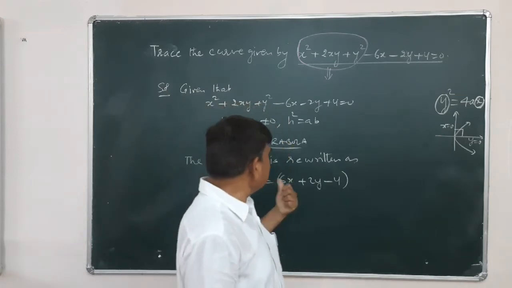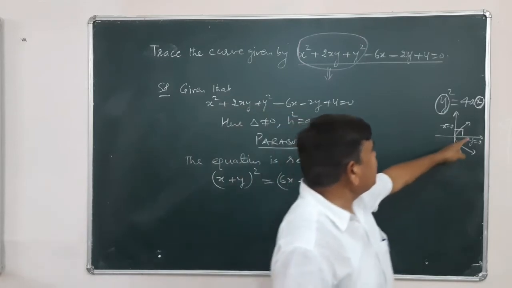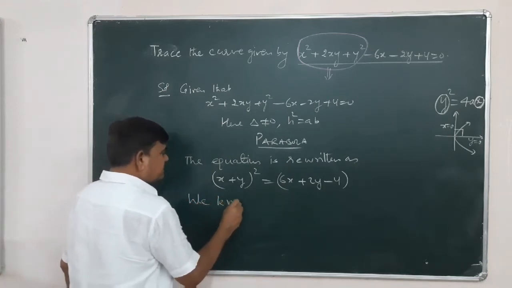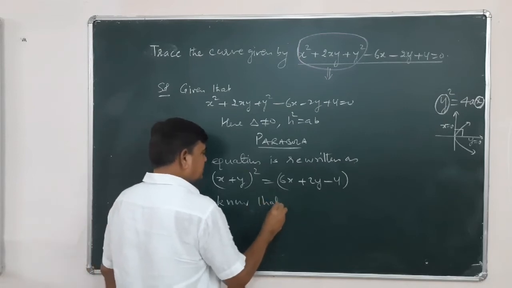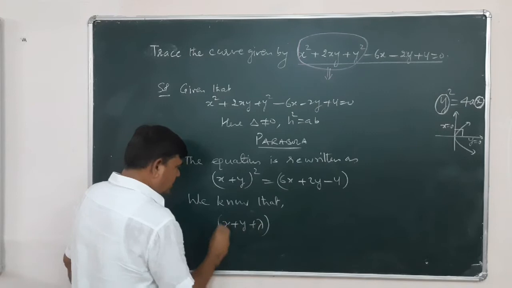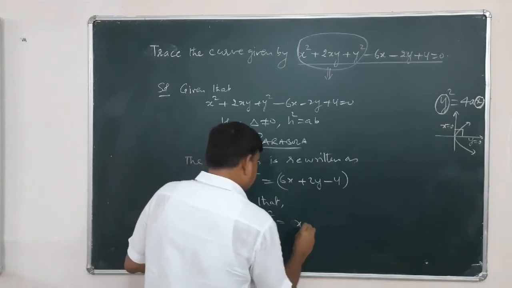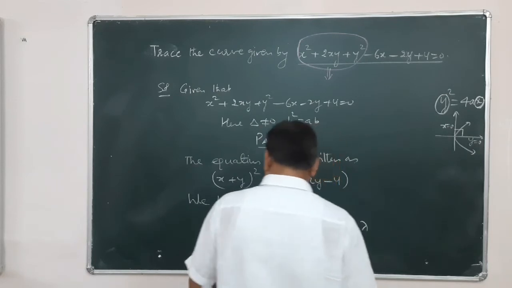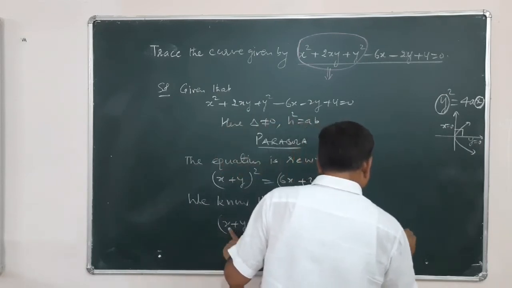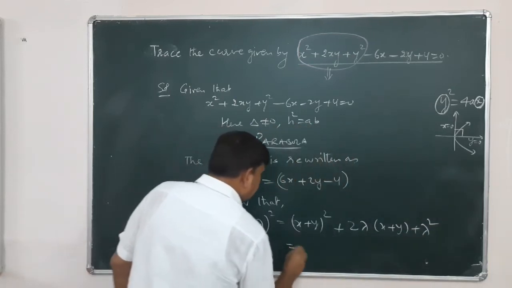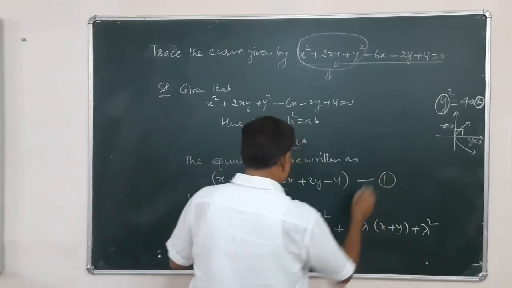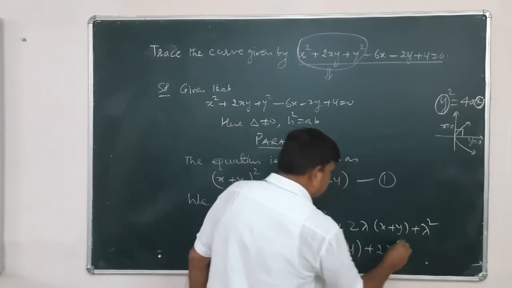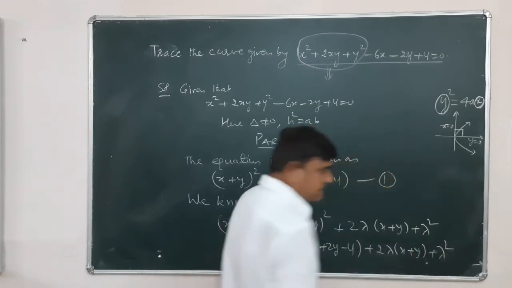Now here we introduce lambda in such a way that this part and this part become perpendicular. I will write the steps. We know that x plus y plus lambda whole square is x plus y whole square plus 2 lambda into x plus y plus lambda square. X plus y whole square we write from equation number 1. It is 6x plus 2y minus 4 plus 2 lambda into x plus y plus lambda square.